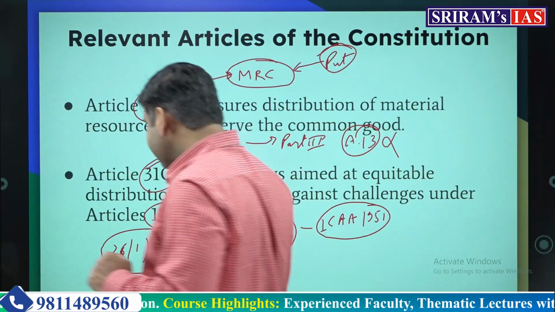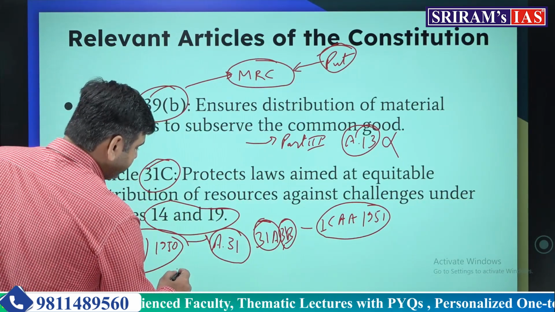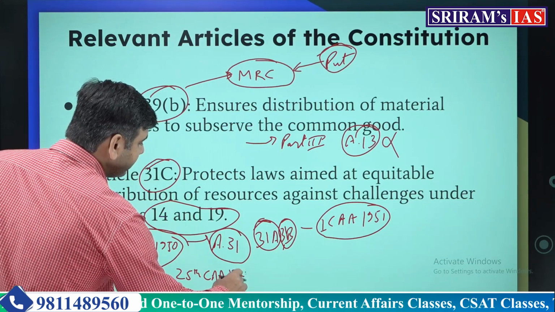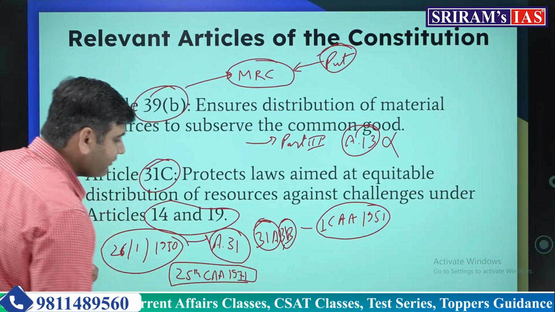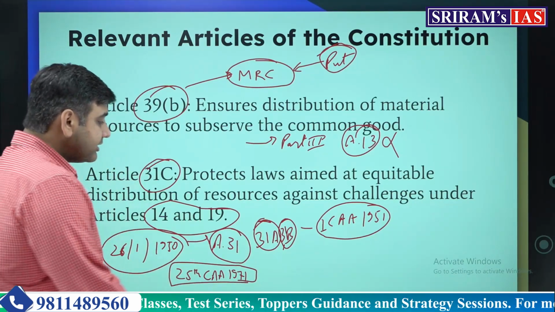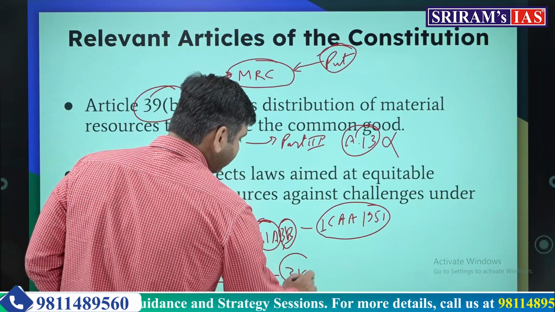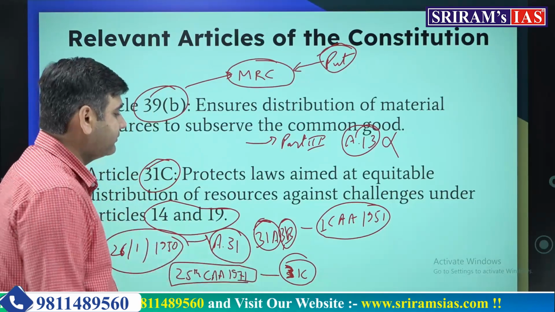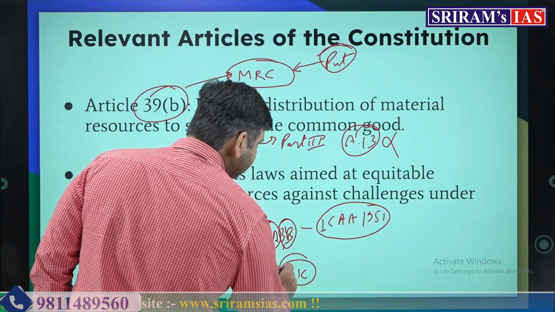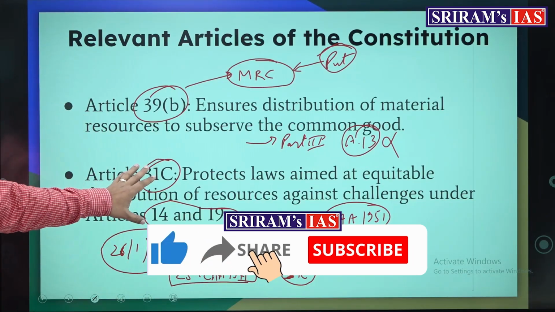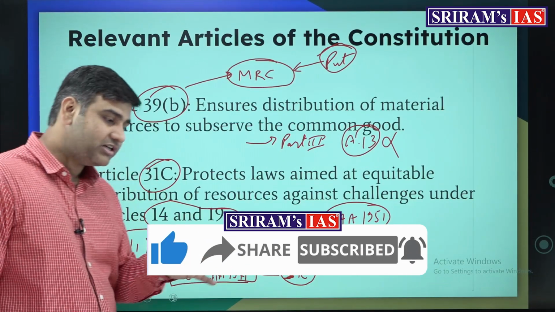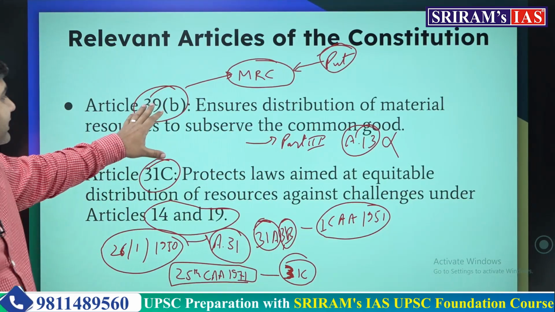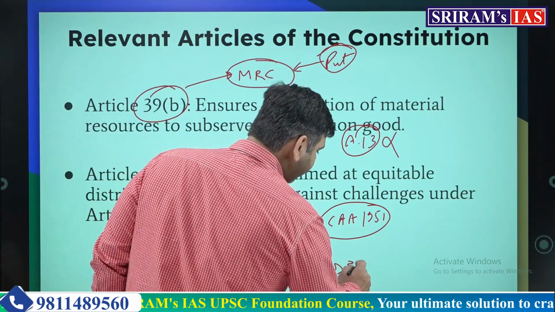Now, in 1971, through the 25th Constitutional Amendment Act, we see the Indira Gandhi government has come into power, and in 1971 another article, 31C, was inserted in the constitution. Now what does Article 31C say? It protects the decision taken by the parliament, the decision taken by the central government, to implement 39B and 39C.